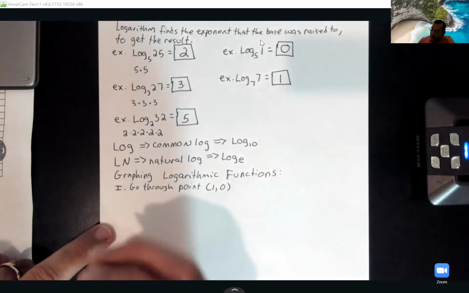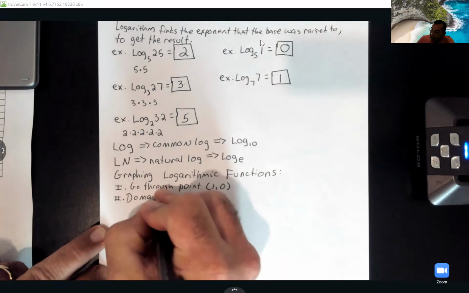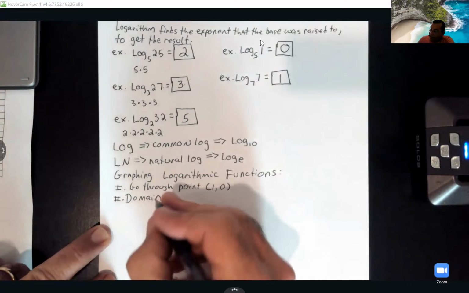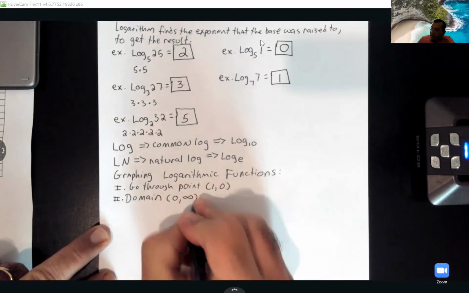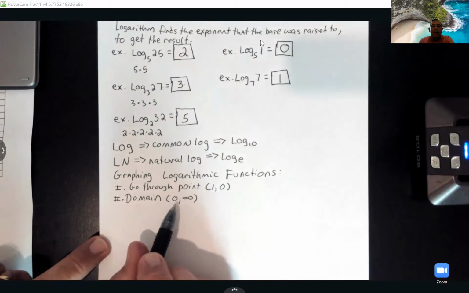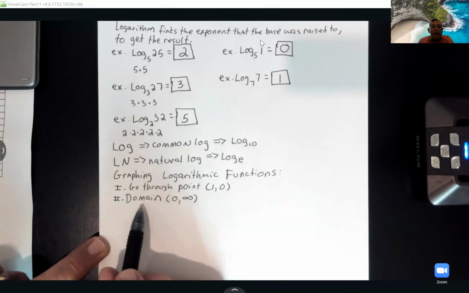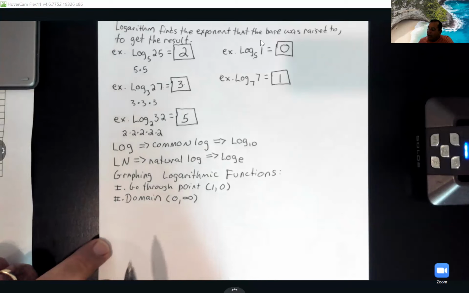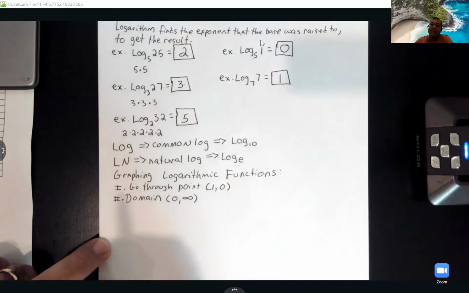All right, let's see. The domain of a logarithmic function is from 0 to infinity. Now, it can't equal 0. That's why I have the curvy parentheses here. If you notice, it includes all the positive x values. There are no negative x values.